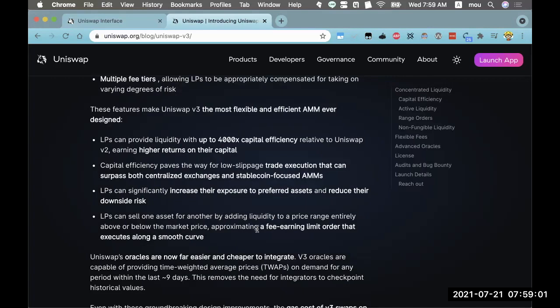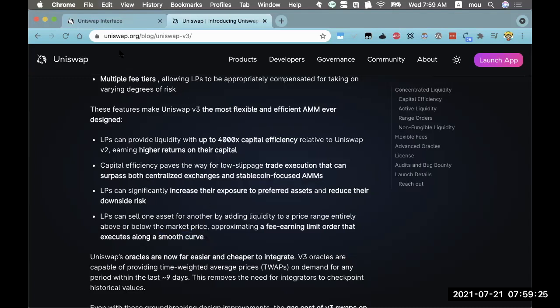So one way to put it is you can think of it as a fee-earning limit order that executes along a smooth curve, where you are not selling or buying at a particular price, but you'll be constantly selling or buying when price increases or drops.